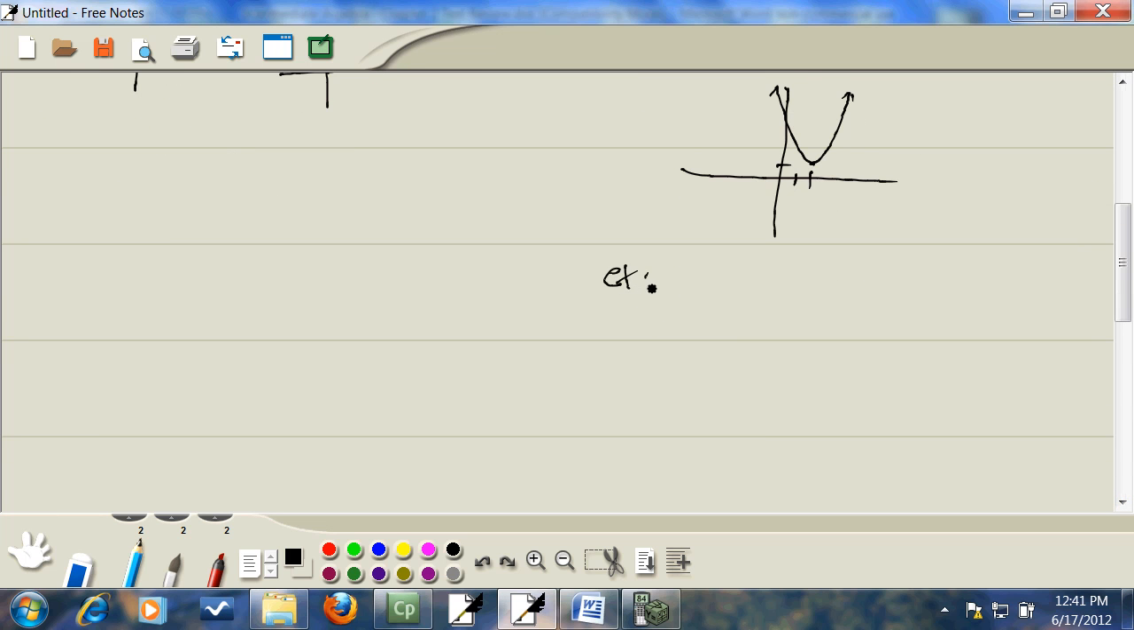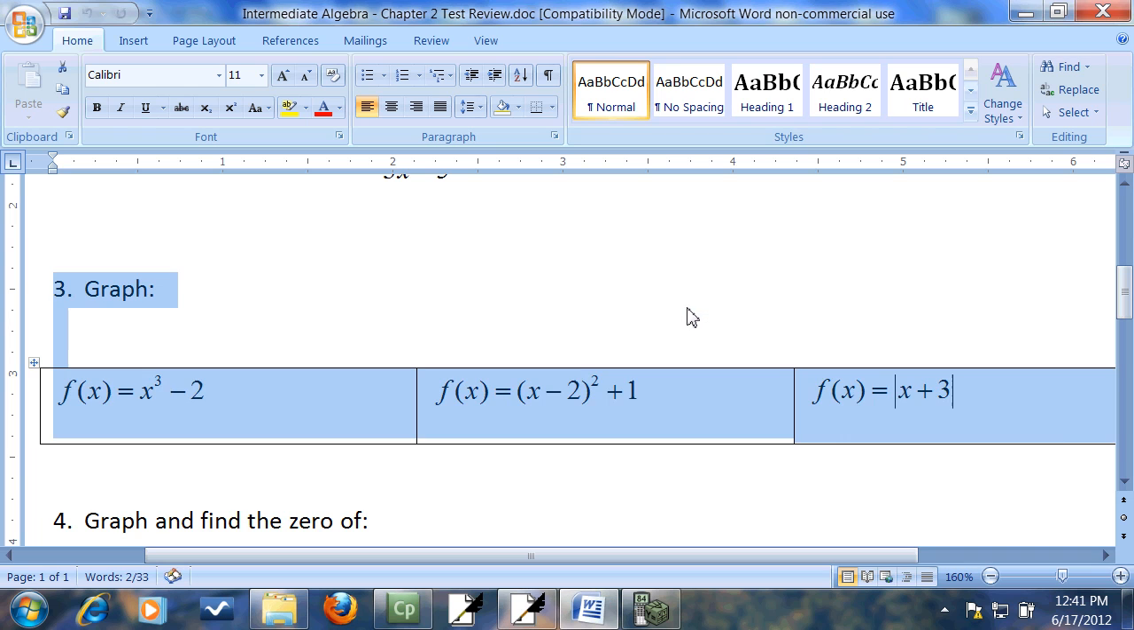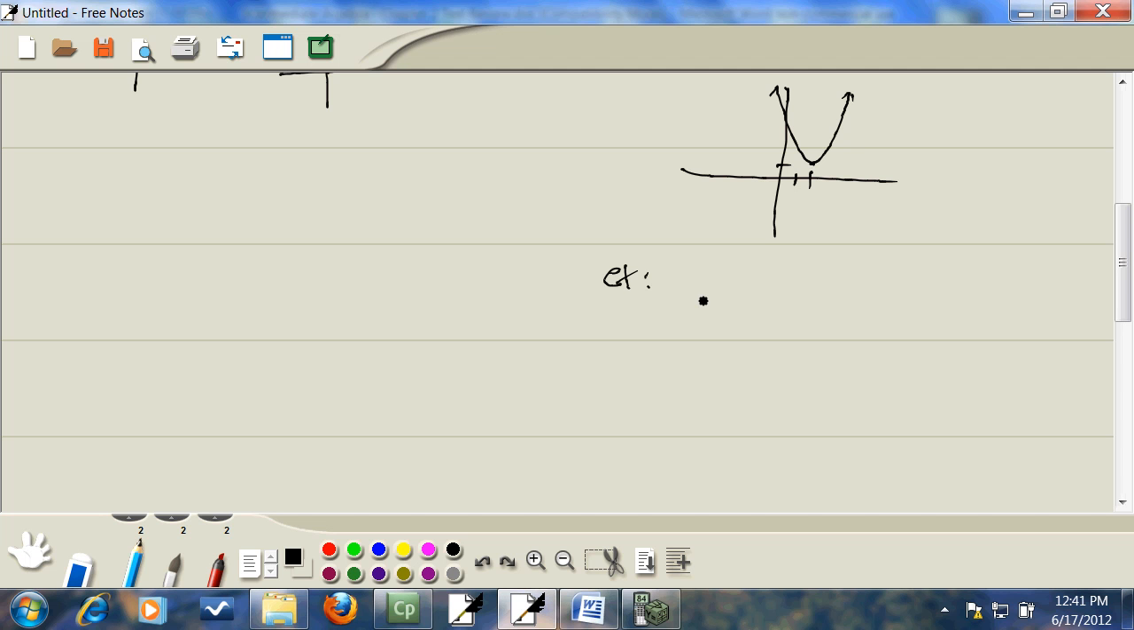One more. Okay, f of x is equal to the absolute value of x plus 3. Okay, the number's inside with the x, so it's left or right, opposite what you think. The plus 3, you think right 3, so it's left 3. And it still looks like the V shape, just the entire thing has been shifted left 3 places. So that would be our graph there.